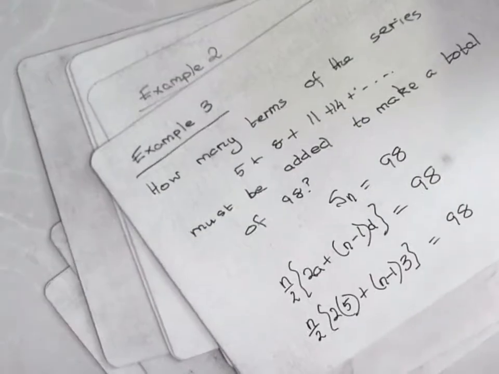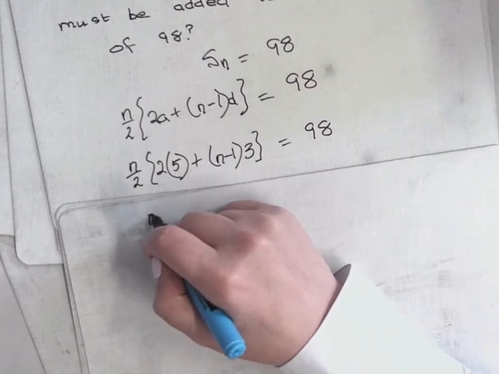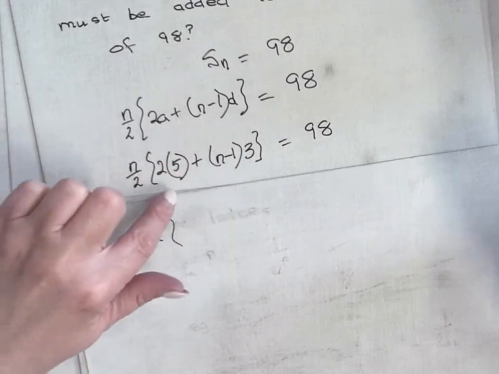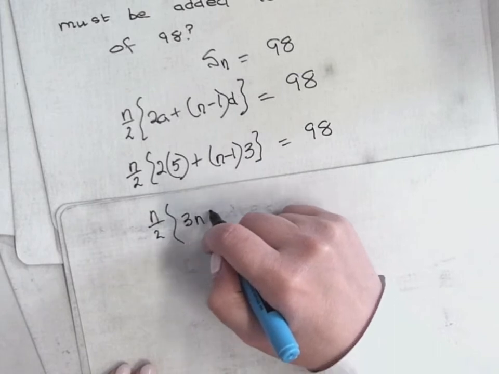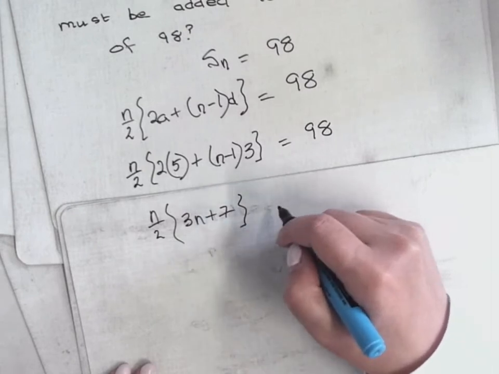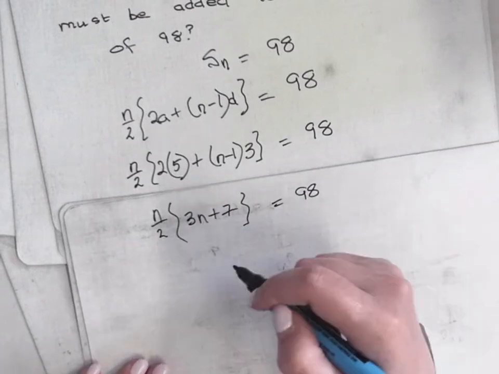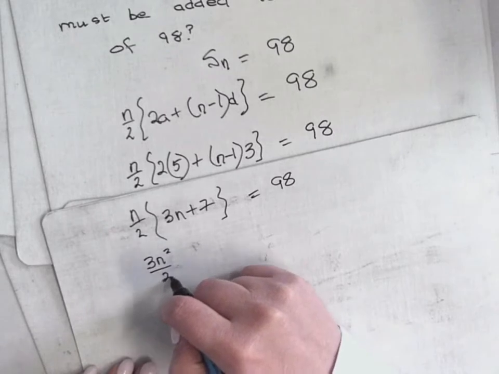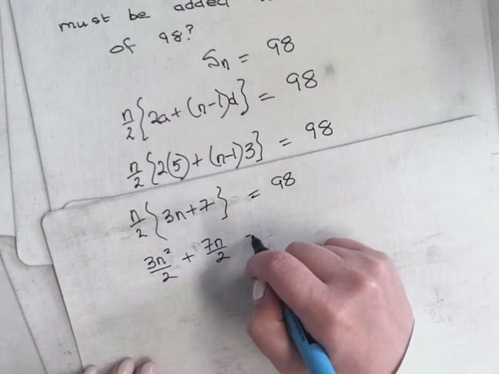Get a new board. That's n over 2. I might take a shortcut inside, and that would be 3n minus 3. 10 plus 3n minus 3, which would be 3n plus 7 inside, yeah? Would you agree? Equals 98. The answer is going to be 98. Okay? So multiply in. That's 3n squared over 2 plus 7n over 2 equals 98.